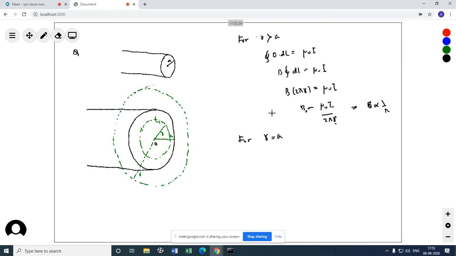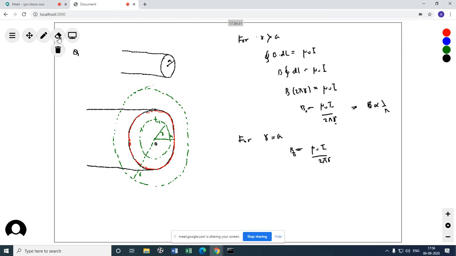Now in case R equals A, it is the same thing. So B on the surface, I am writing Bs, will again be mu naught I by 2 pi R only, because the same current is there. That means I need to draw an Amperian loop just over the surface. Correct? Are you getting the logic of what I was explaining here?